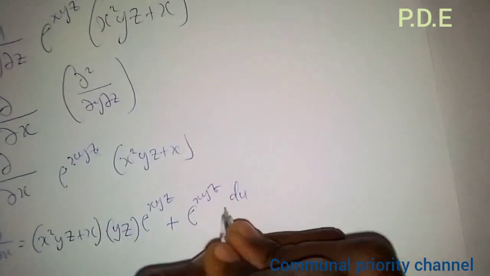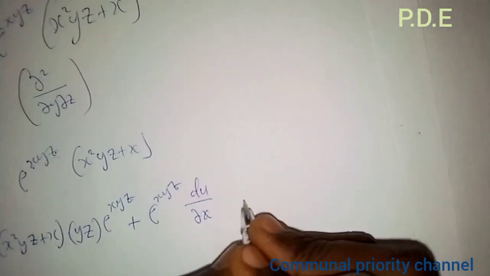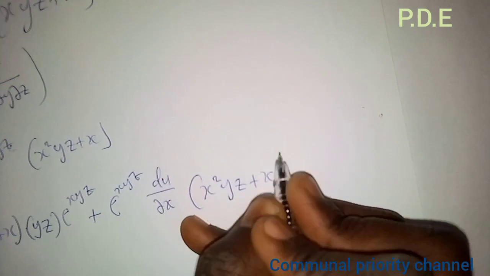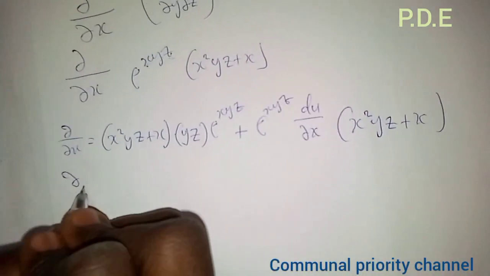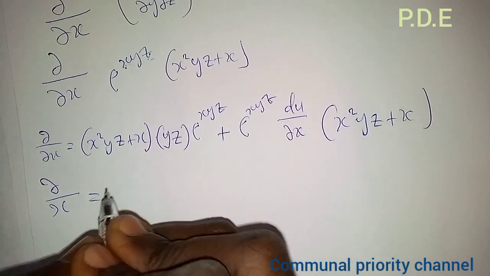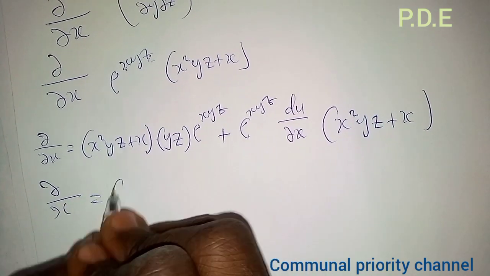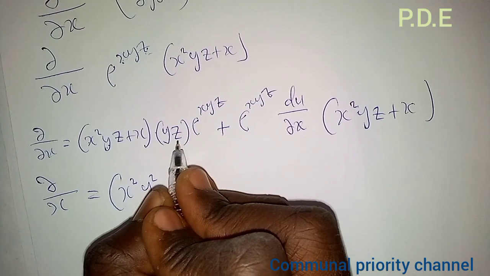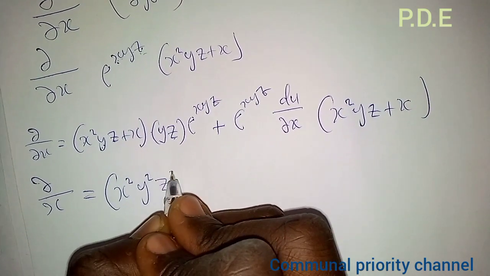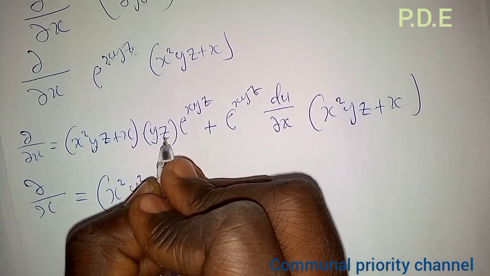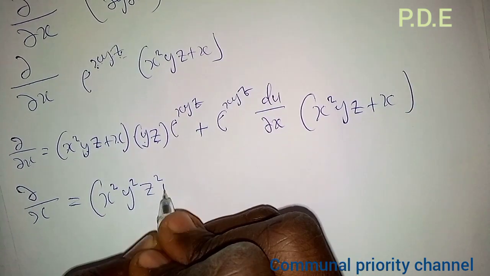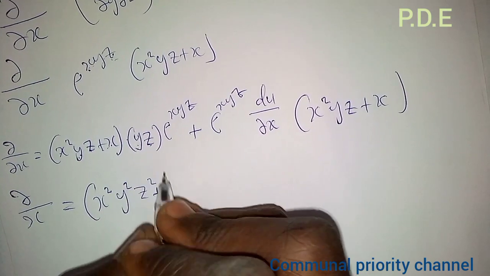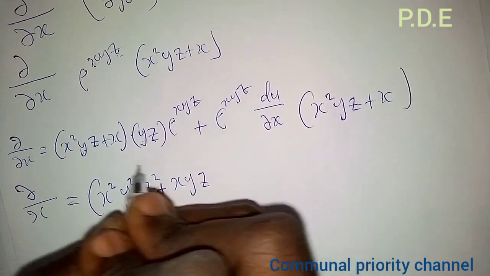Now we're going to be du over dx of x square y z plus x, close bracket. So now our del over del x will be equal to y multiplied by y. We have our x square already. Y multiplied by y is equal to y square. Z multiplied by z is equal to z square. Then now xy multiplied by x. Don't forget we have plus here. Now this x multiplied by this yz is going to be x y z. We have done with this one.